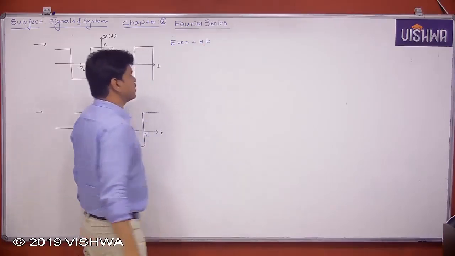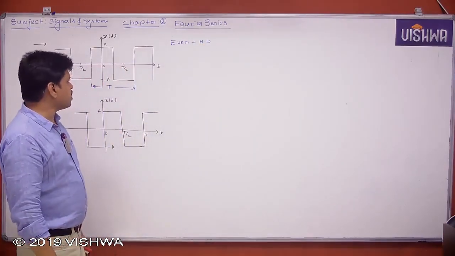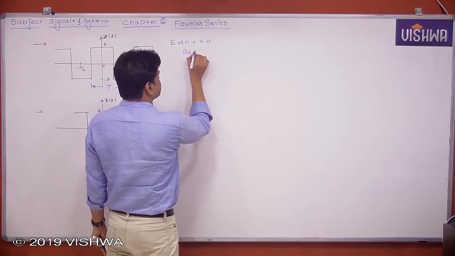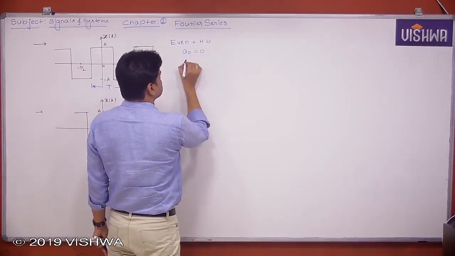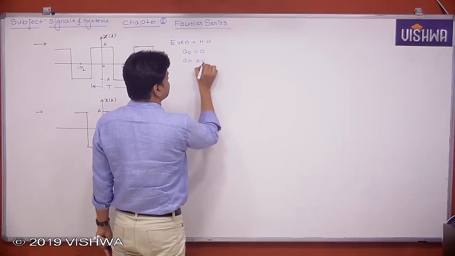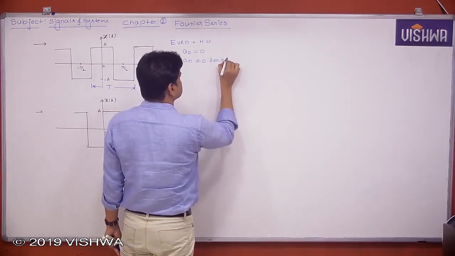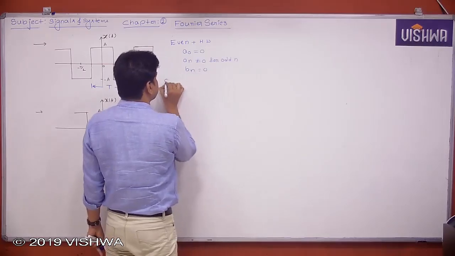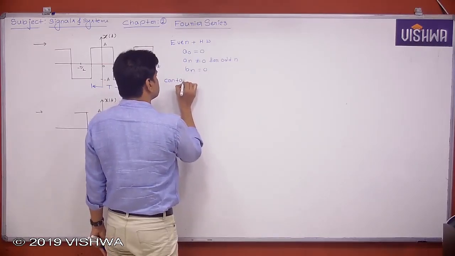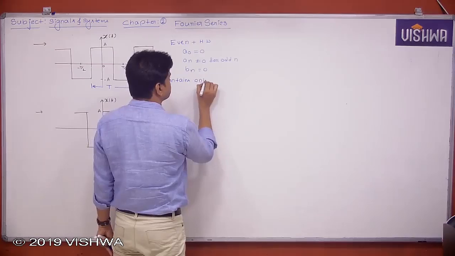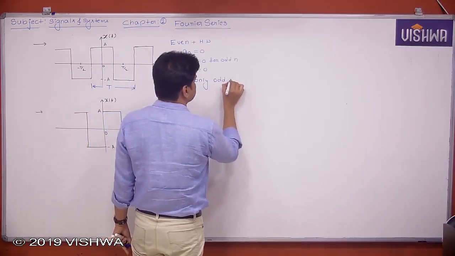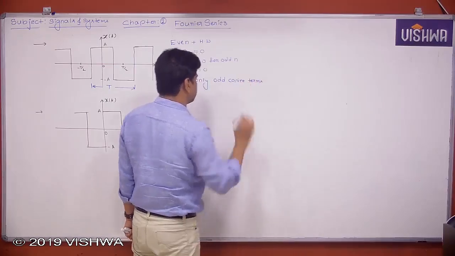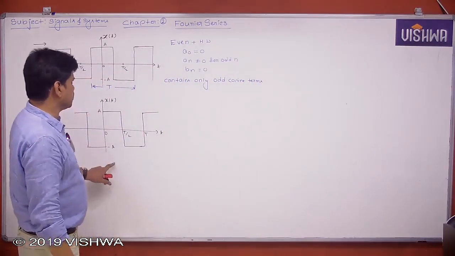Half-wave symmetry. So if it is even plus half-wave symmetry, what kind of terms does it have? First you tell me. A0 is 0, an is not equal to 0 for odd values of n, and bn is equal to 0. That means it contains only odd cosine terms.